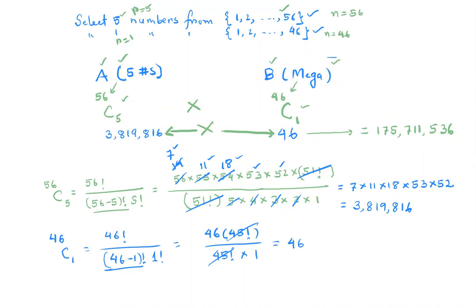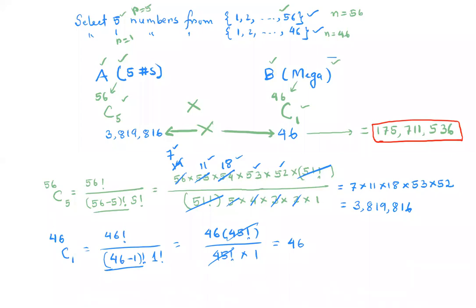175,711,536 different ways you can buy the Mega Millions lottery. So let me just show it in red. That many ways, or that many possible tickets, that you could buy from Mega Millions as an individual.